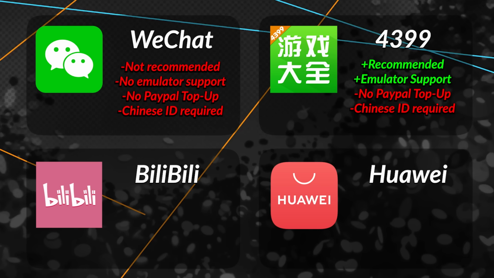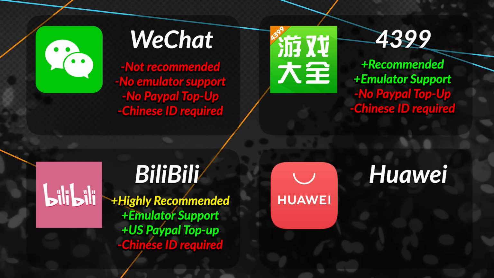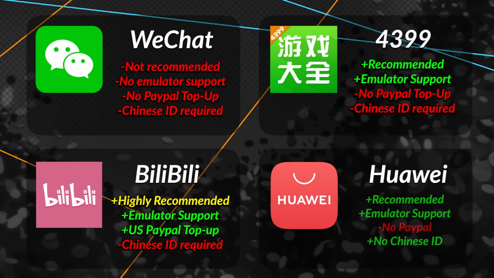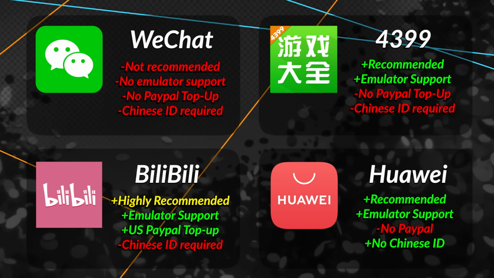My favorite method, and the one for my main account right now, is Bilibili, and this is because it allows you to link your PayPal if you're in the United States, and you could actually purchase or make top-ups in the game itself. Lastly, Huawei ID is the easiest one, as it doesn't ask for a Chinese ID, but a lot of times when you try to log in, it'll give you an error saying "frequently visited" or something like that, and it won't allow you to actually get in.